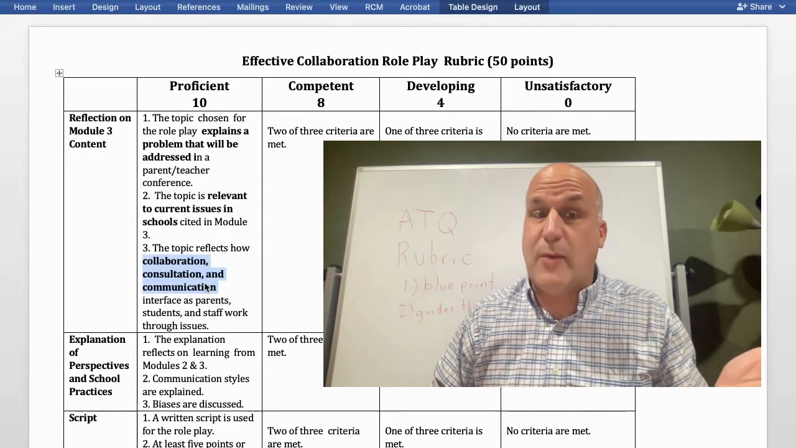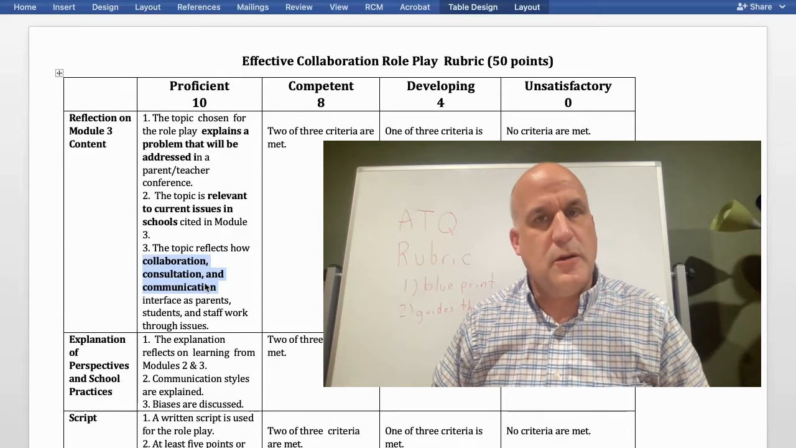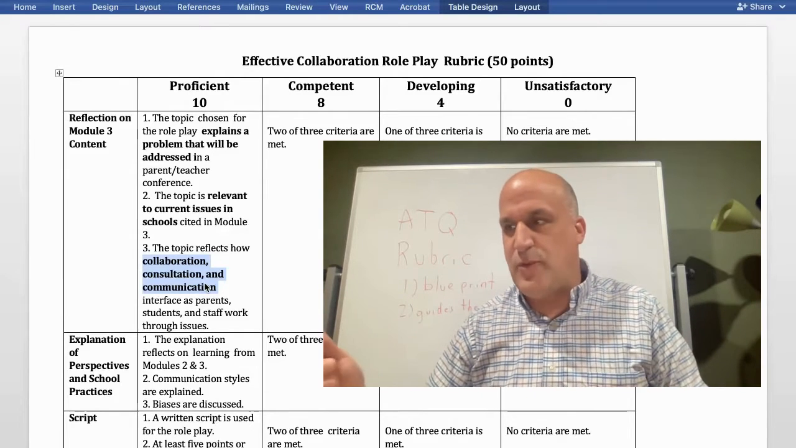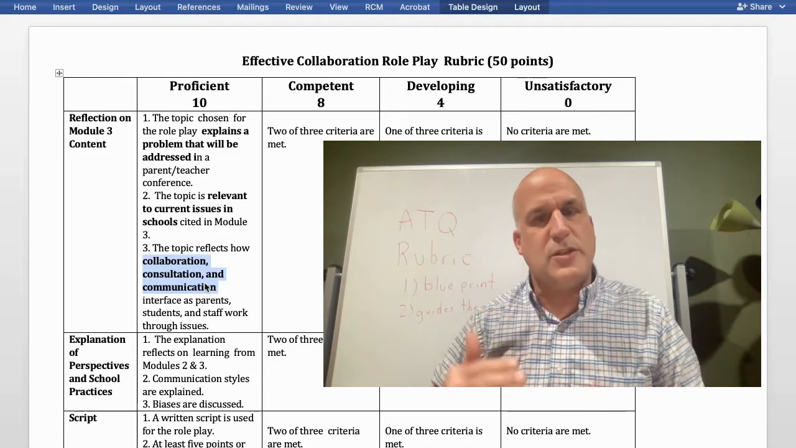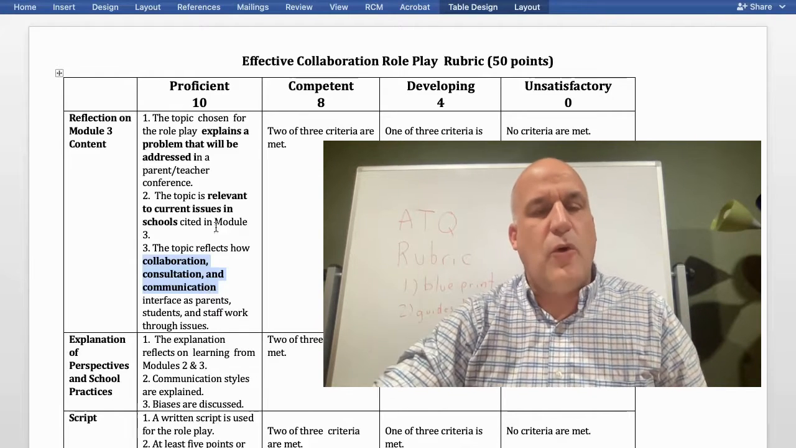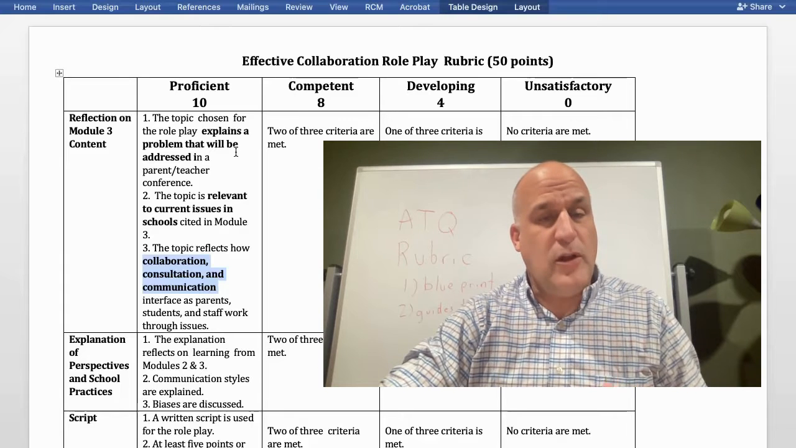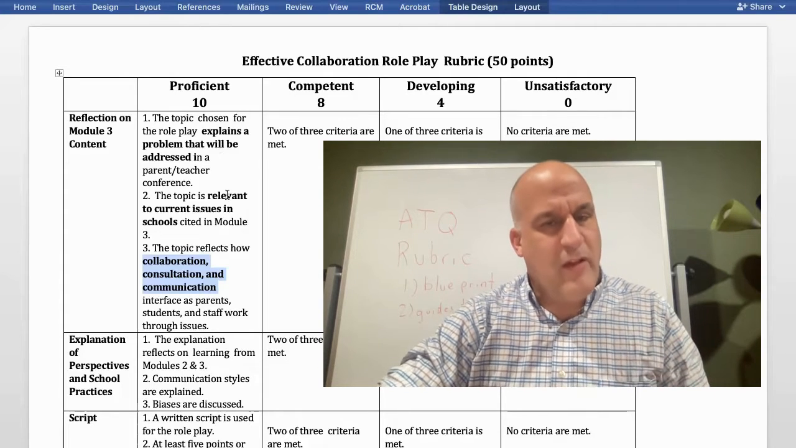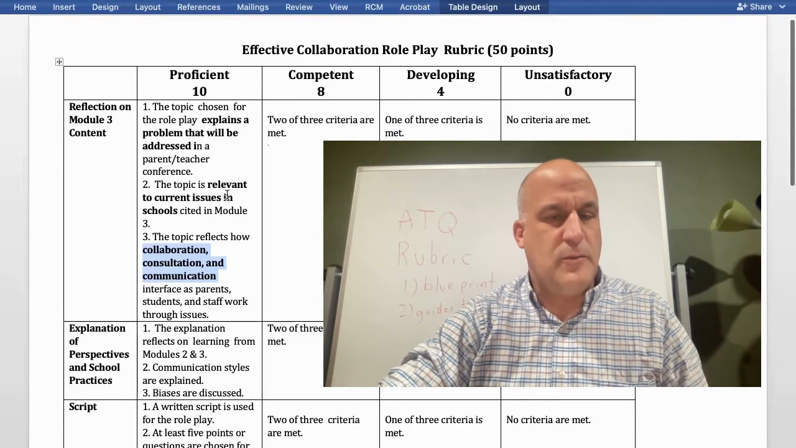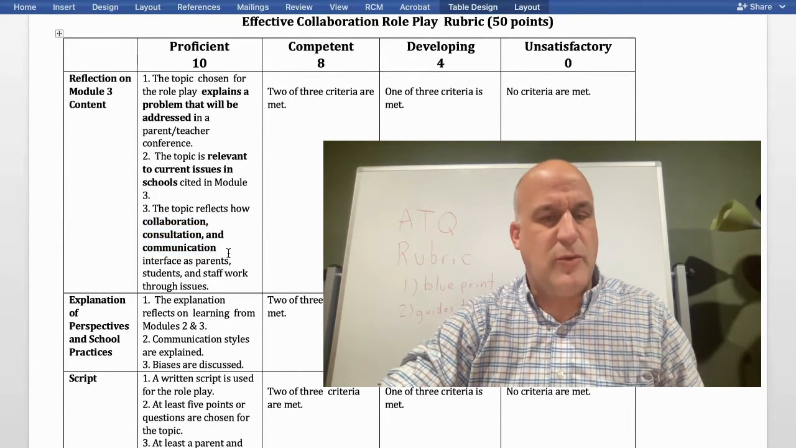So if you just talk about collaboration, you've only done a third of what it's asked you to do. If you've only done consultation, communication, you're missing collaboration. So you have to give equal treatment to all three of those. So when I'm grading this out of 10 points, I'm going to be looking: did the student explain the problem? Was the problem relevant to what we talked about in the module? And do they specifically reflect on collaboration, consultation, and communication?